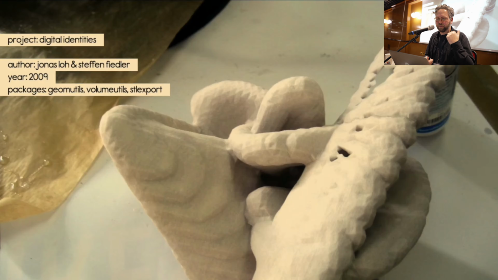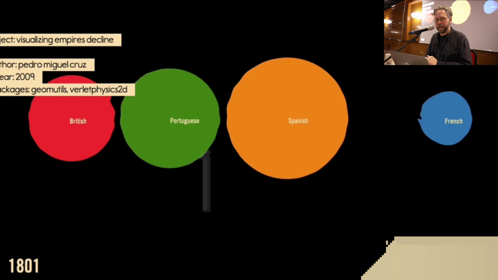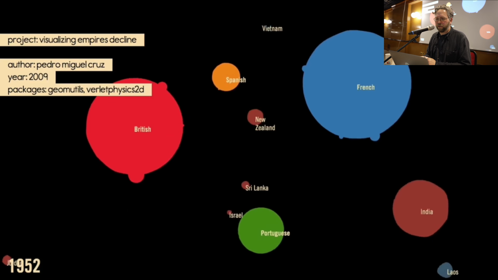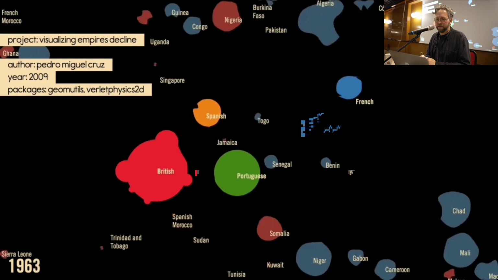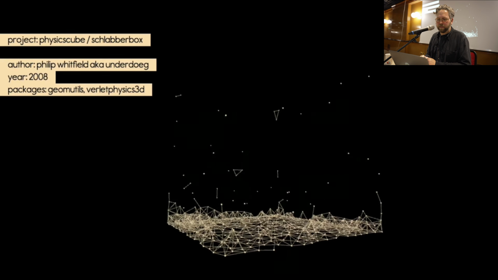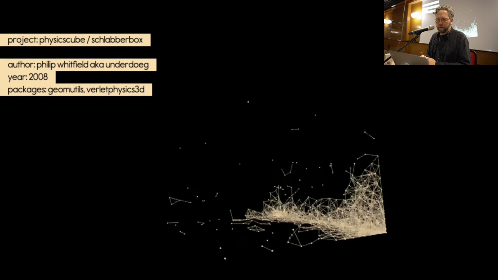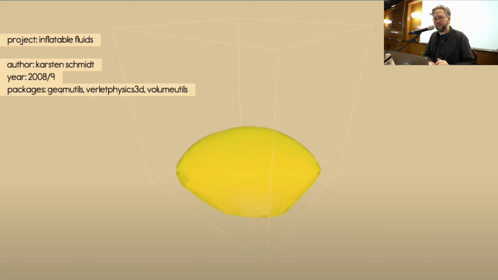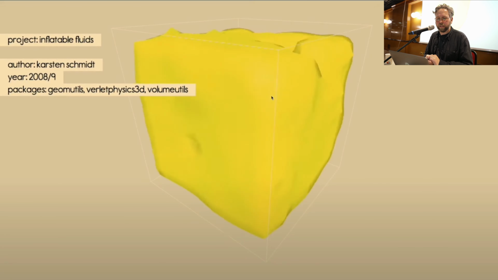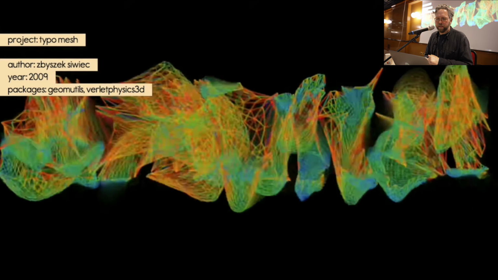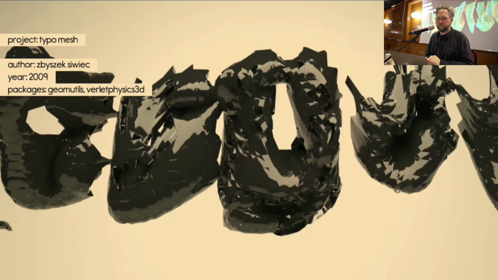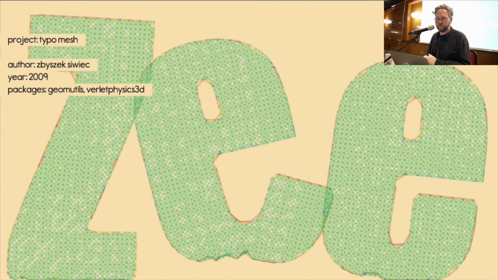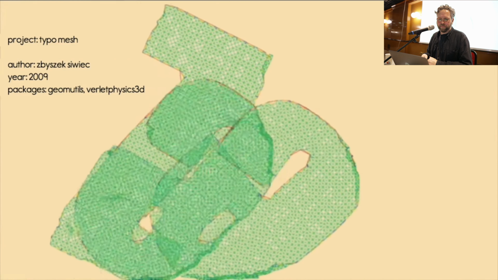As you saw, that goes from physical fabrication here, 3D printing, or physics simulations here. That shows the breakup of the empires in some fluid simulations. And here in the overlays you can also see the different packages which were used for those individual projects. Here's some physics-based typography, and then exporting it as 3D meshes and then taking it into an external application.